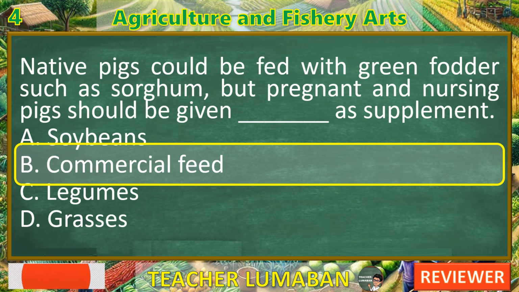C. Legumes. Legumes, like soybeans, are also good sources of protein and can be beneficial in a pig's diet. However, they alone may not meet the high nutritional needs of pregnant or nursing pigs, especially in terms of energy and other vital nutrients.